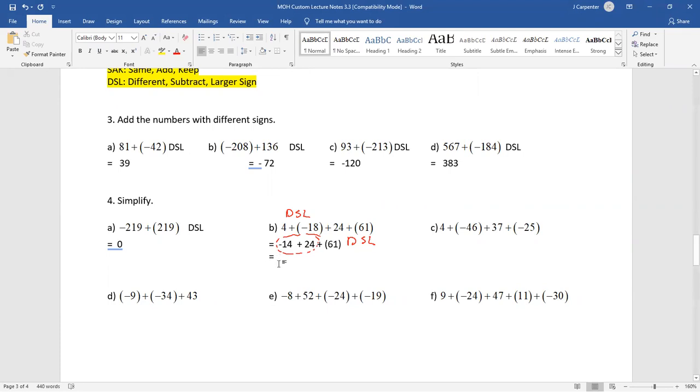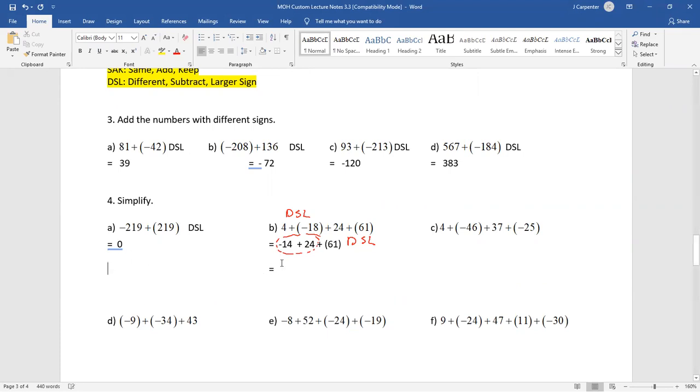Actually, let me go one line lower. So 24 minus 14, that's a subtraction, and that'll be 10. And then we keep the sign of the larger number. Well, 24 is bigger than 14. The 24 is positive, so that's a positive 10. Plus, I'm going to remove the parentheses. As I said, we don't need parentheses around positive numbers. It's kind of pointless. So for 10 plus 61, that's a positive 10 and a positive 61.